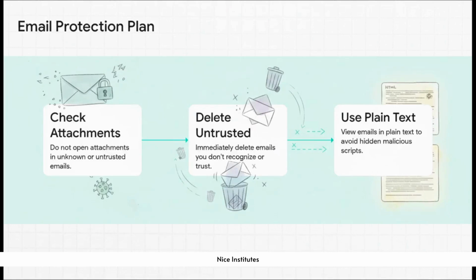Since email is such a huge highway for infections, let's get really specific. Here's your 3-step plan. 1, we've said it, but it's worth saying again, don't open attachments you didn't ask for. 2, if an email looks like spam, just delete it. Don't even open it. And 3, here's a great pro tip. View your emails in plain text. It can stop malicious code hidden in fancy formatting from ever running.